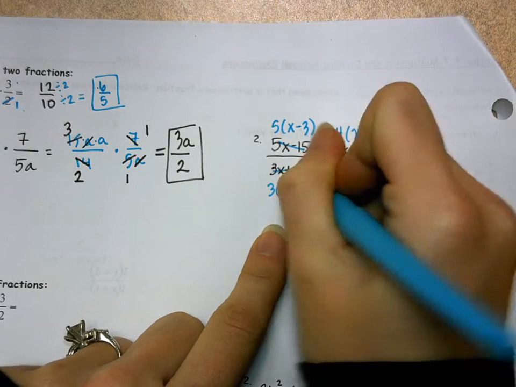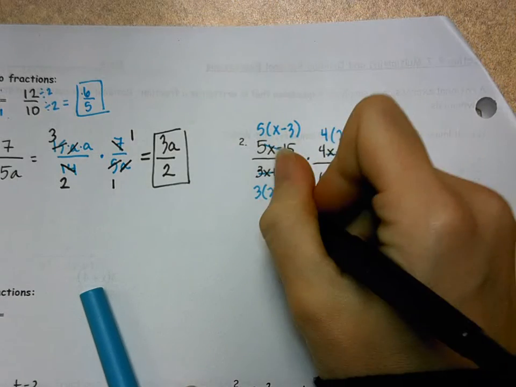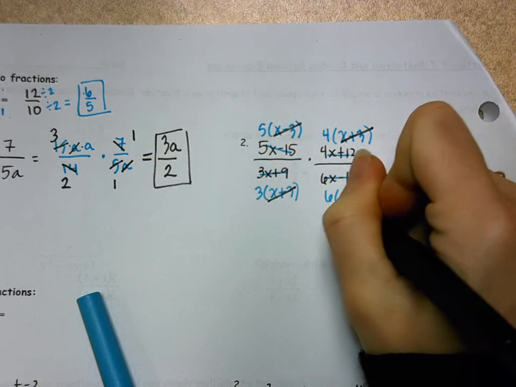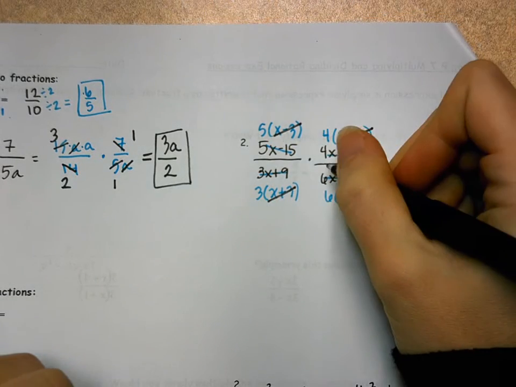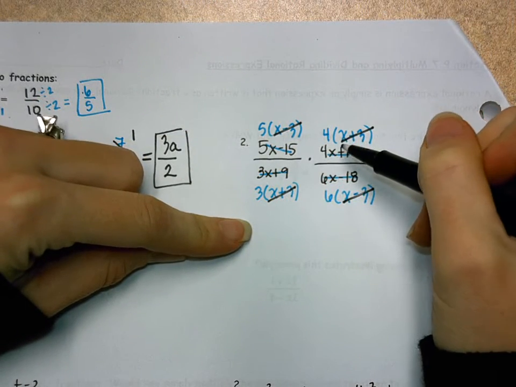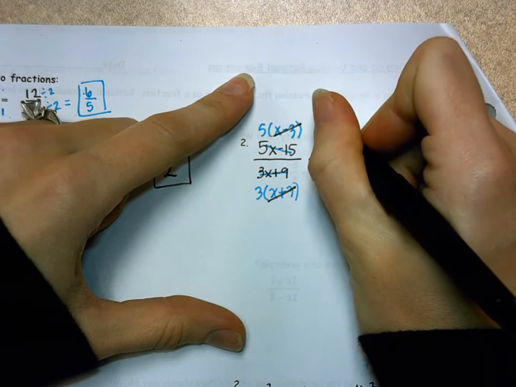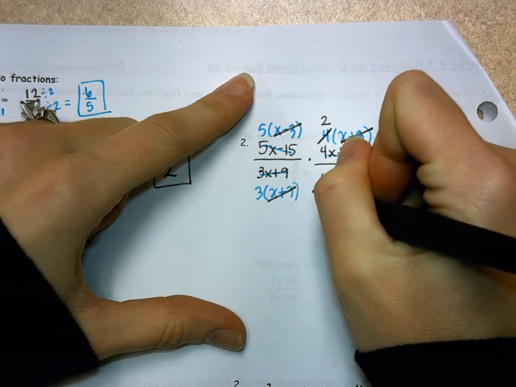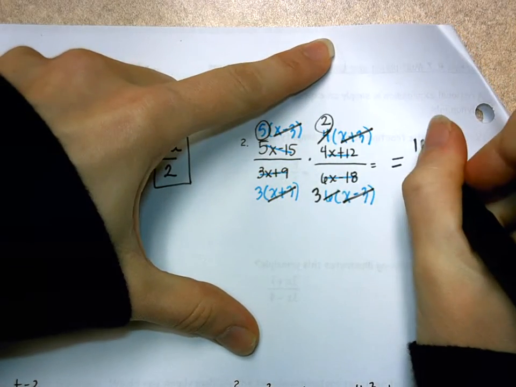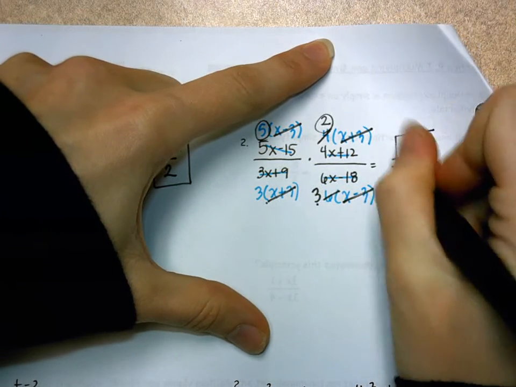Now that I've simplified these expressions, I can see there are some common factors that I can cancel. Specifically, x plus 3 goes into itself one time, x minus 3 goes into itself one time, and then looking acrosswise, 5 and 6 don't have any common factors, 3 and 4 don't have any common factors, but 4 and 6 do. So I could divide 4 by 2 to get 2, divide 6 by 2 to get 3. Now I multiply across, and I have 5 times 2, which is 10, 3 times 3, which is 9, and there's my simplified answer, 10 over 9.